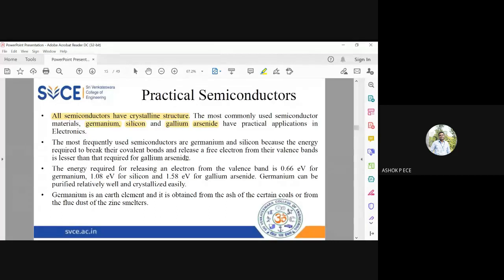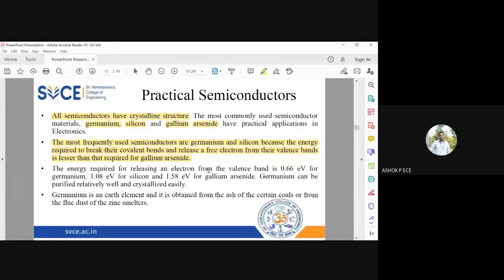So silicon and germanium are used in normal diodes. Gallium arsenide is used in light emitting diodes. Maybe LEDs are in our syllabus also. When I teach LEDs, we will be coming across the term gallium arsenide very frequently. Okay. So among the three, we are going to focus on germanium and silicon only.